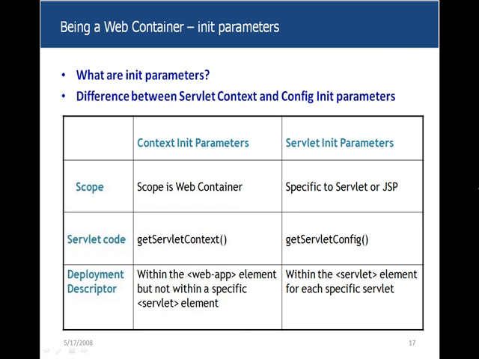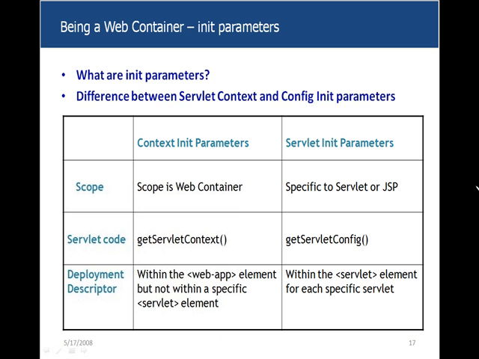So what can you do basically with the context and config objects? One thing you can definitely do is fetch your initialization parameters. So what are init parameters? We've seen previously in the web.xml slide that you have a web app element, and within that you have a number of servlet and servlet mapping elements. I did tell you that apart from those, you will have a number of other elements as well in the web.xml within the web app element.